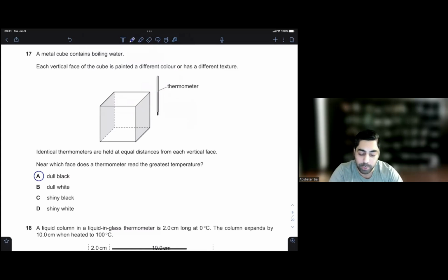Again, this is a common point of confusion. Dull black is not just a good absorber, it is also a good emitter. So both of those go hand in hand. For example, shiny white is not a good absorber. Similarly, if it's not a good absorber, it's not going to be a good emitter as well. So both of those go hand in hand. That's another important thing to remember.